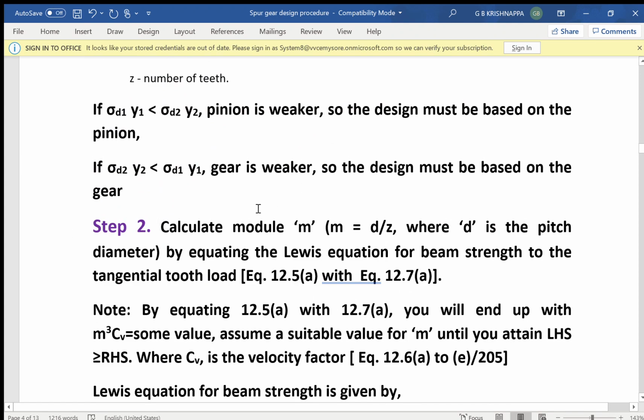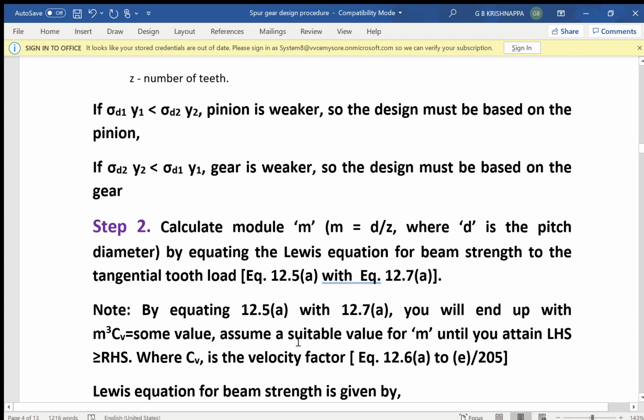Step 2. Calculate module m. Module is nothing but the ratio of pitch diameter to the number of teeth. By equating the Lewis equation for beam strength, that is 12.5a, with the tangential tooth load, equation 12.7a, you will end up with m cubed times Cv equal to some value.